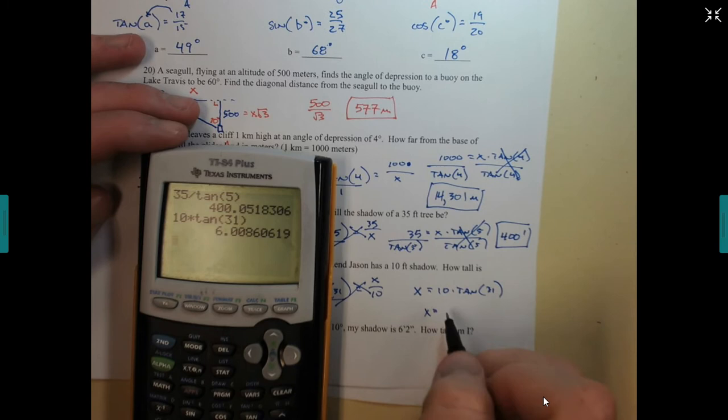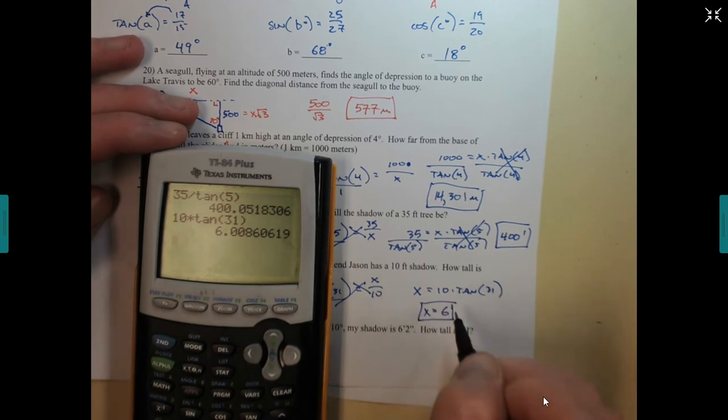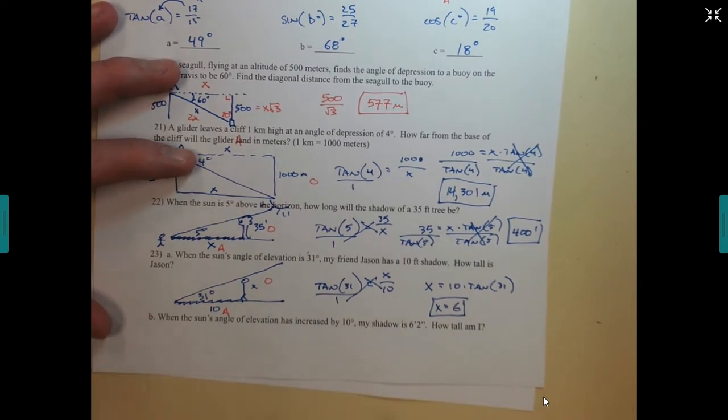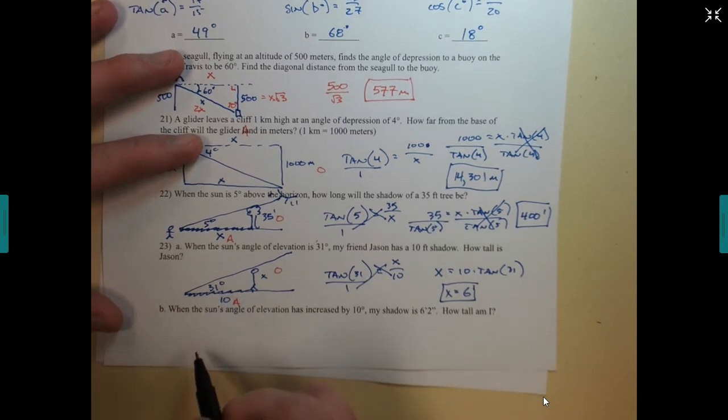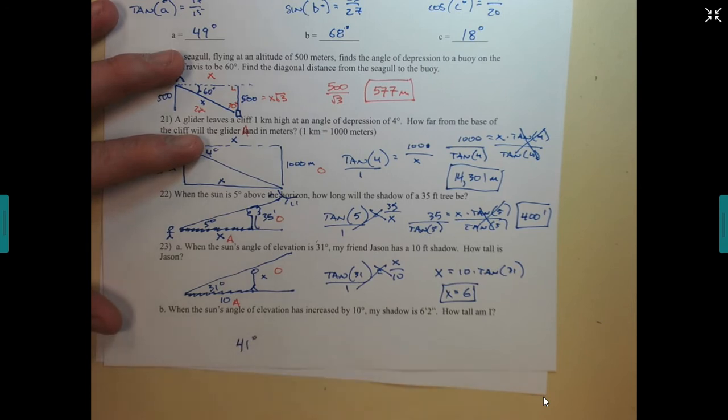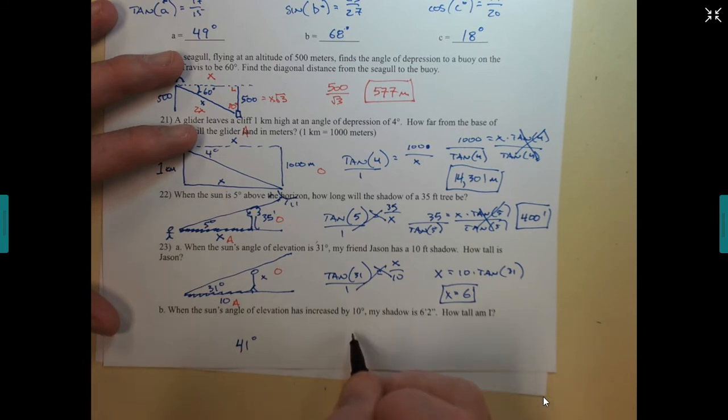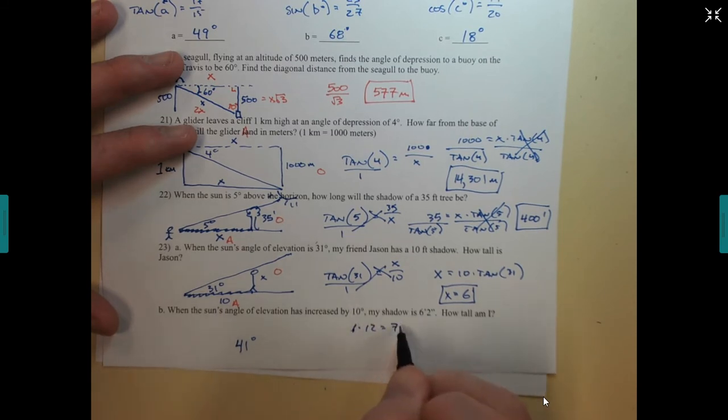X equals about 6 feet. When the sun's angle of elevation has increased by 10 degrees, my shadow is 6'2". How tall am I? So the degree measure increases to 41 degrees, and the shadow becomes 6'2", but I don't want feet and inches, so I'm going to go all inches. 6 feet times 12 is 72. Add the 2 more inches, 6 feet and 2 inches means I'm at 74 inches for my shadow.